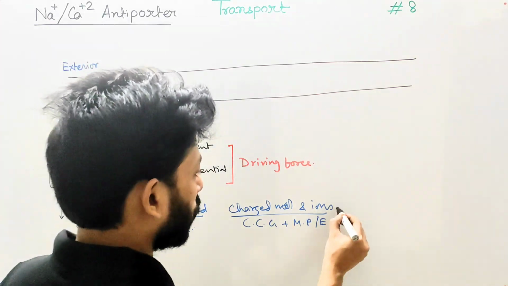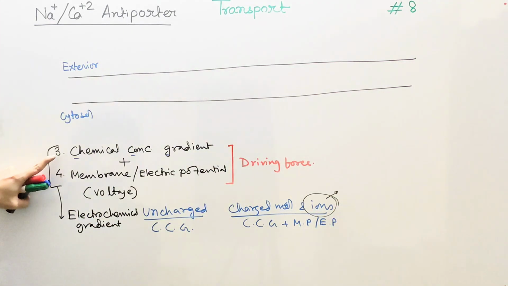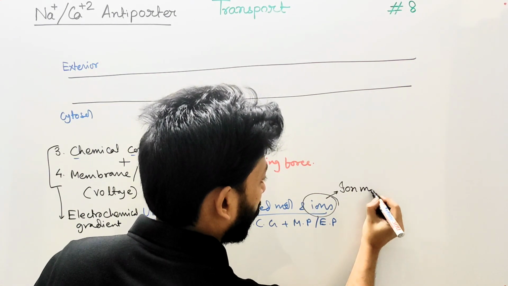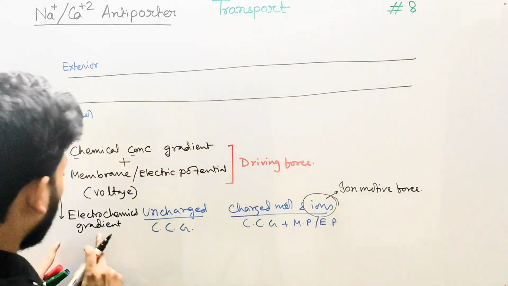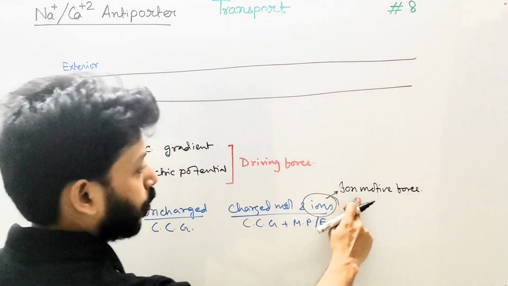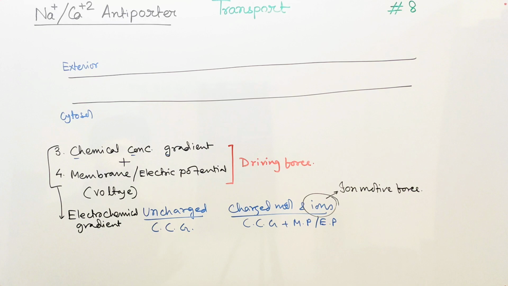In case of ions specifically, there is a terminology we use for these two factors that cause the driving force: we call it ion motive force. So you can use the terminology electrochemical gradient or ion motive force specifically for ions. Let me explain one by one how the chemical concentration gradient works and how membrane potential works.